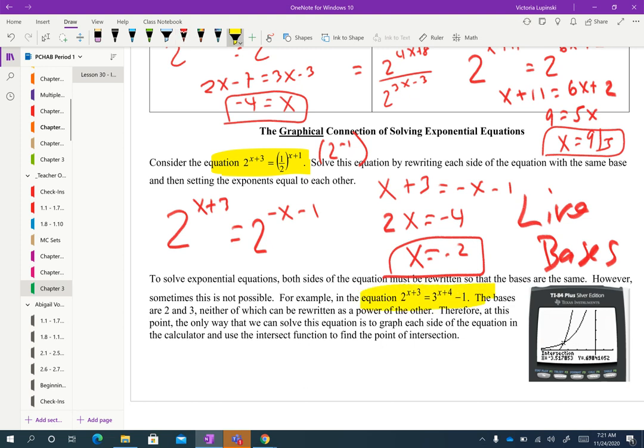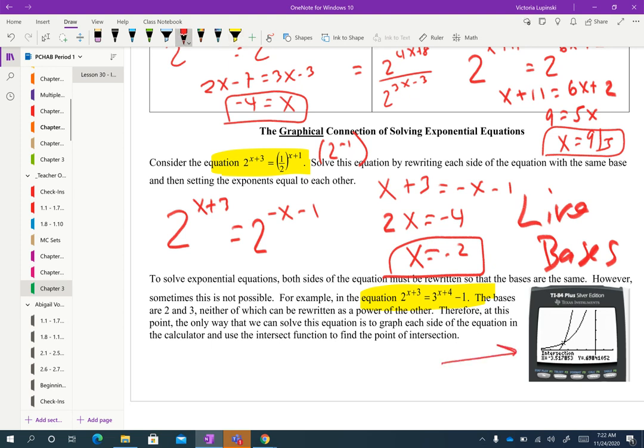Let's say you were trying to solve the exponential equation 2 to the x plus 3 equals 3 to the x plus 4 minus 1. You would have no recourse with which to solve this algebraically. There's no possible way to find a like base of 2 and 3, which means your only course of action would be to use the graphing calculator.